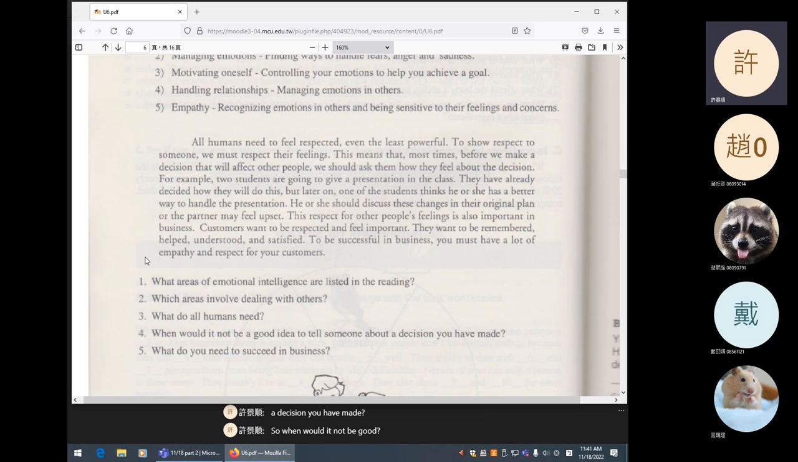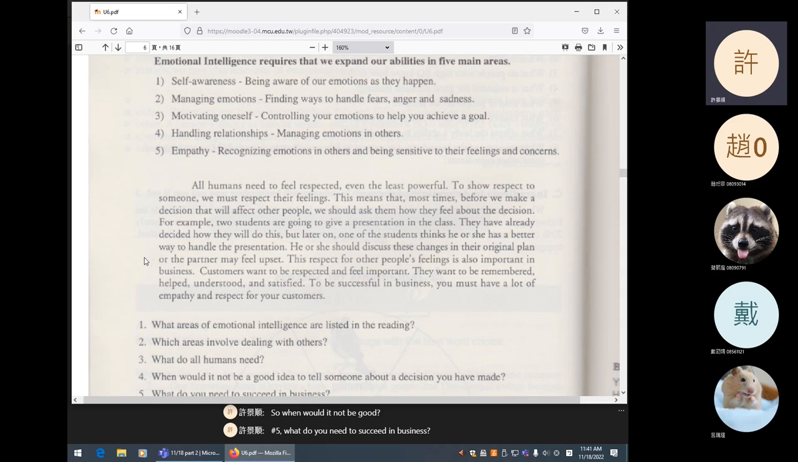Number five, what do you need to succeed in business? Okay, let's look at the reading. Emotional intelligence requires that we expand our abilities in five main areas.